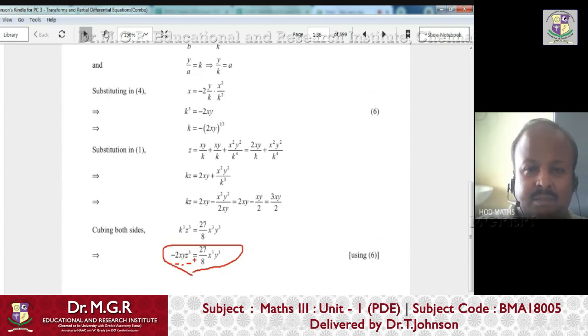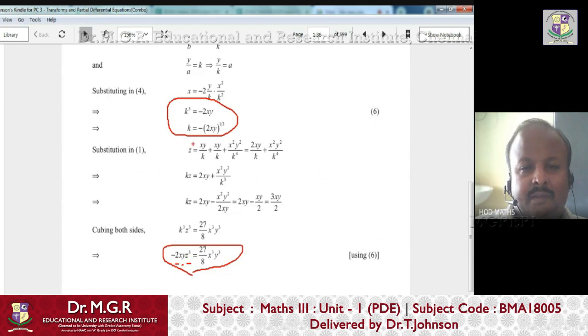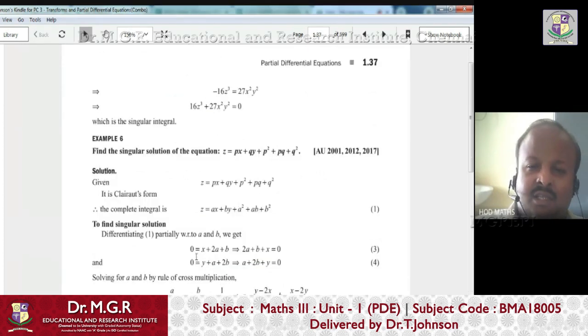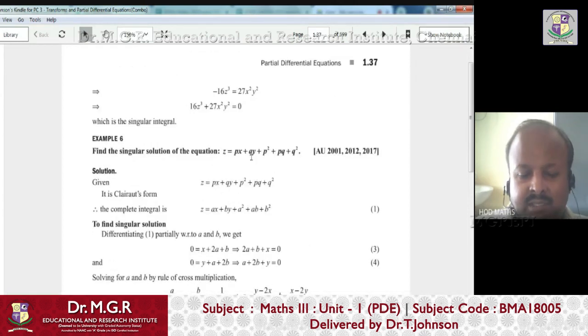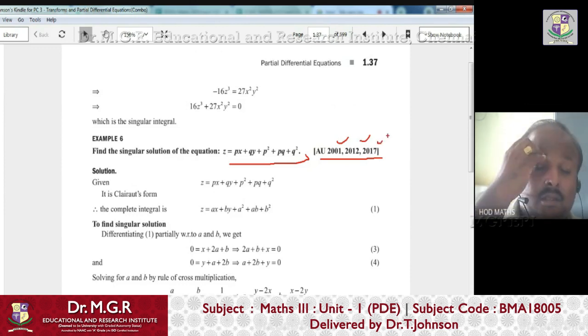So here this part is a little bit difficult, but this is only a simplification. This is not any differentiation or integration. This is only mathematical simplification, so you try to understand this. Only simple substitution and cross multiplication. Okay, so keep that in your mind. I think I solved this problem in the offline class. From the examination point of view also this is very, very important. AU means Anna University. This problem also came 2 or 3 times.